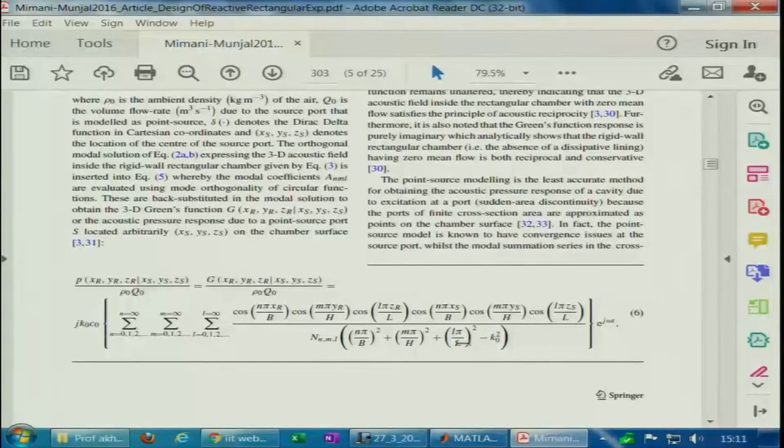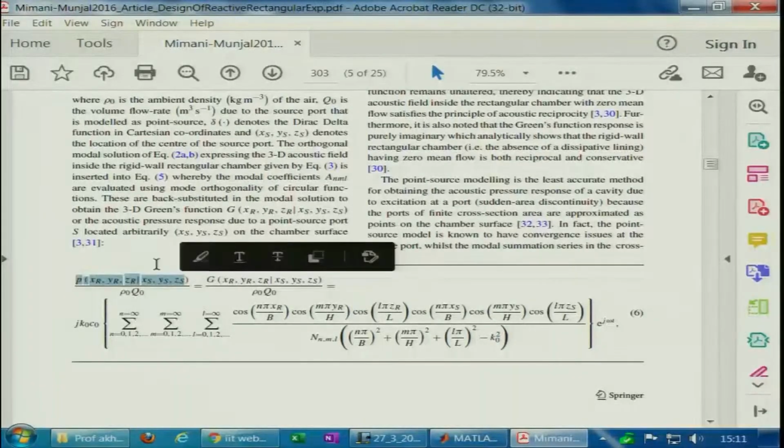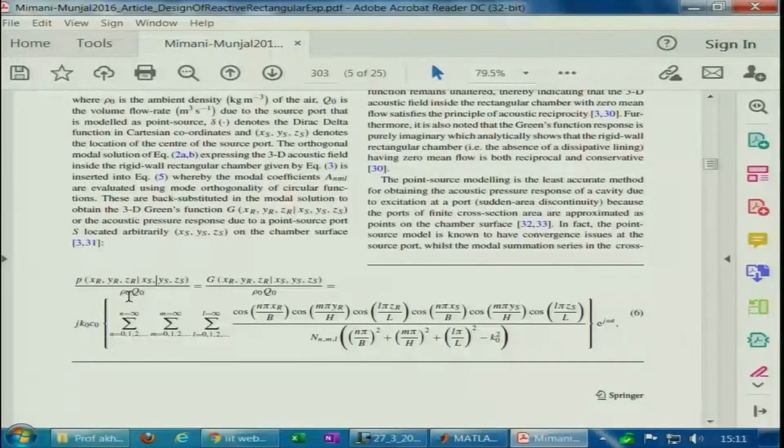Okay. Clearly, when x r is equal to x s and all the r is equal to s, you have the source and receiver to be the same, and point source representation in such a case is known to cause singularity problems. Another thing I want to tell you is, look at the units: P is the acoustic pressure and rho naught q naught is the mass velocity, kg by meter cube and meter cube by second. So, you get kg by second, the acoustic mass velocity. Pressure by acoustic mass velocity is your impedance. So, this is nothing but the impedance matrix parameter.